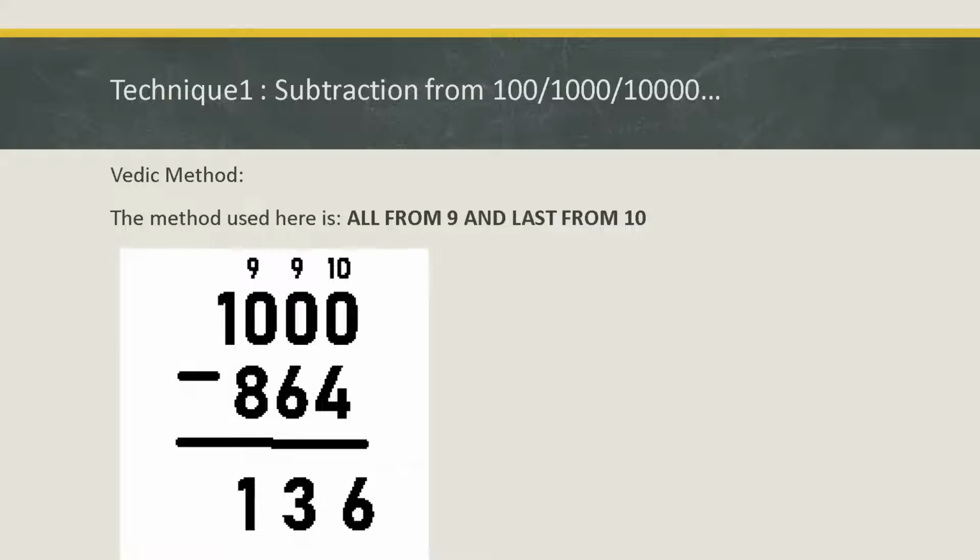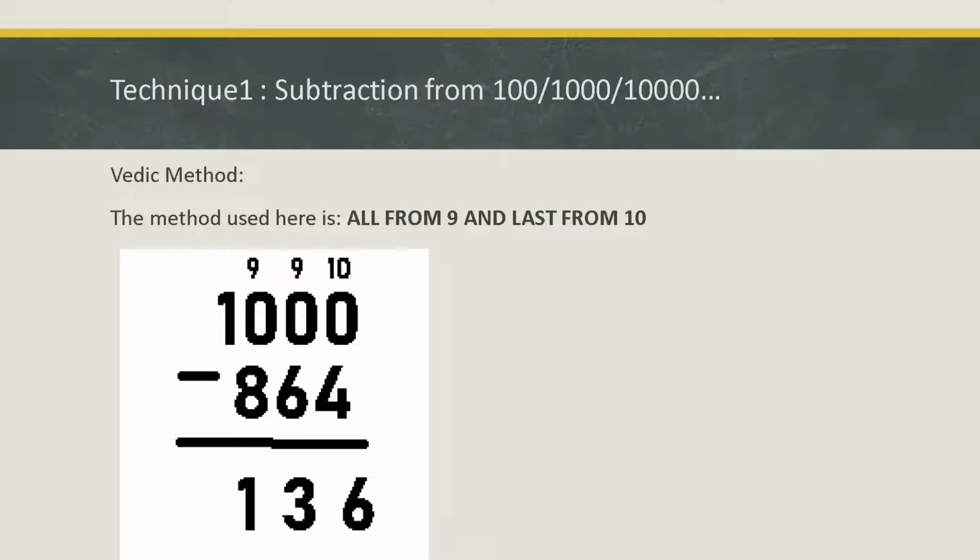Now as we are subtracting 864 from 1000, 10 minus 4 is 6, 9 minus 6 is 3, and 9 minus 8 is 1. So the answer is 136. This is the technique we use, and anything you subtract from 100, 1000, and 10,000, you can use this technique.